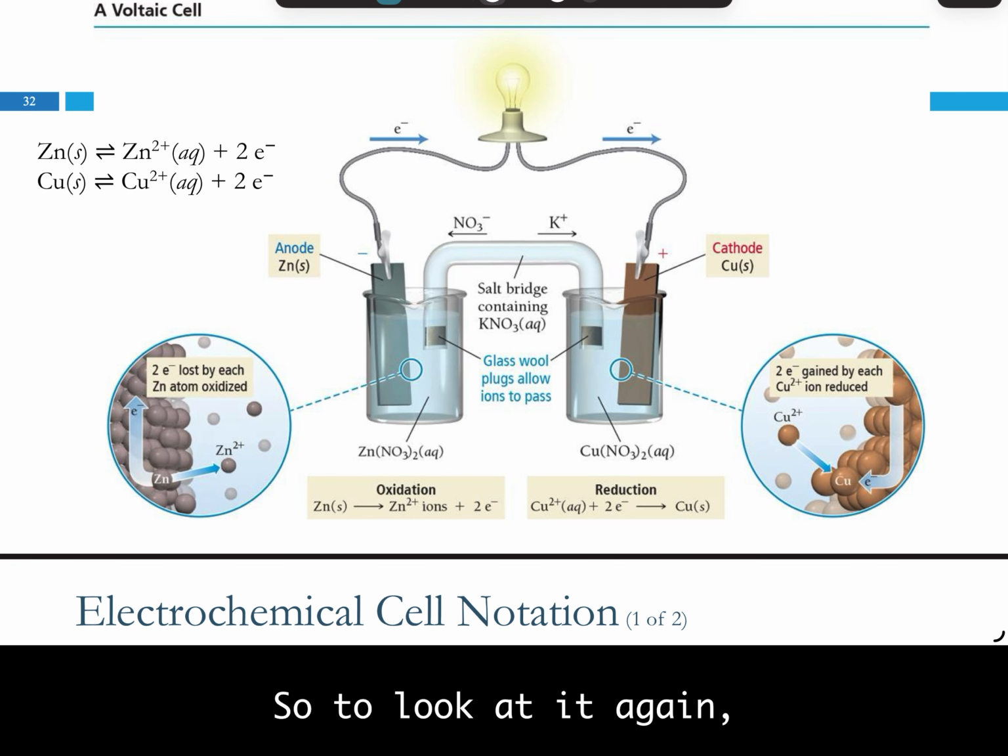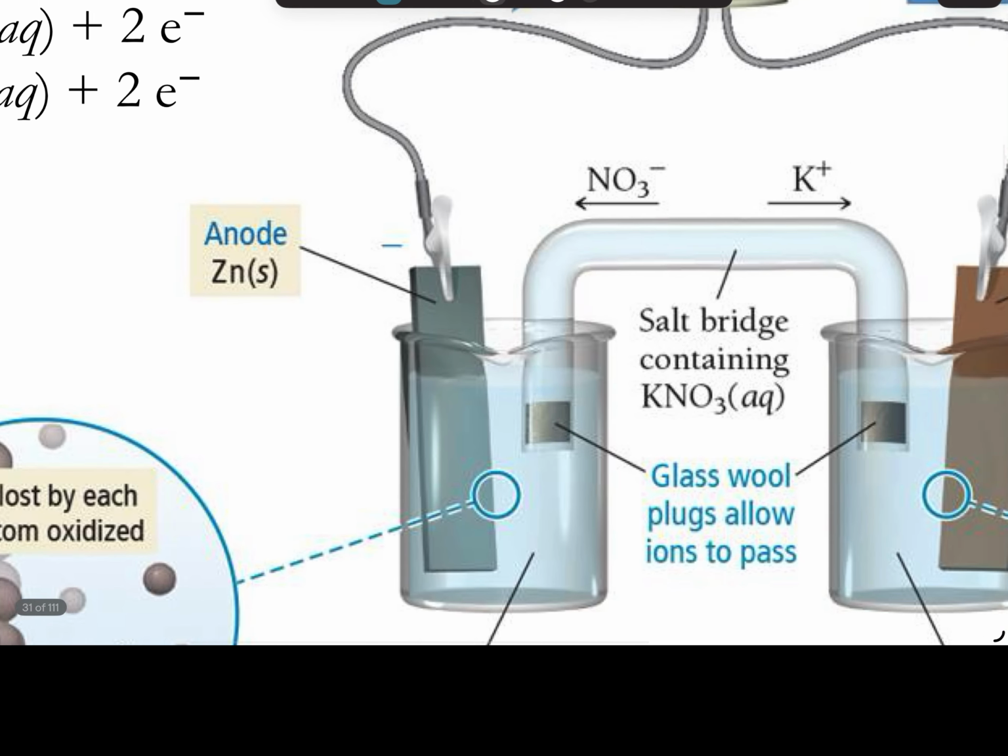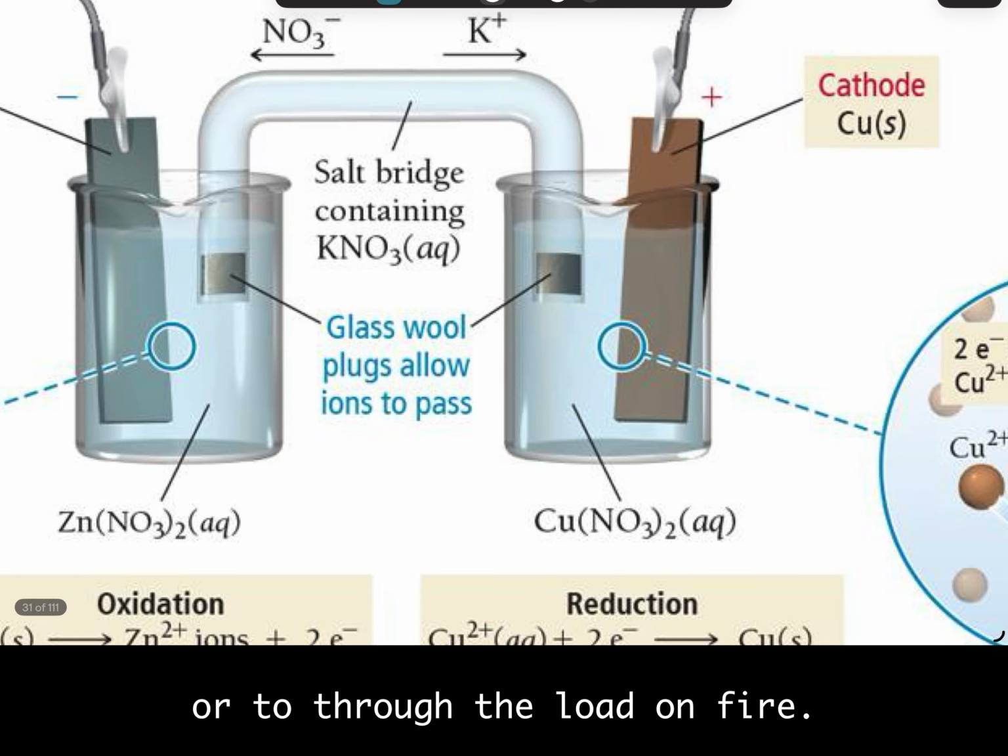So to look at it again, we've got our voltaic cell. We have our anode where we're losing electrons. They go through the wire, through the load.